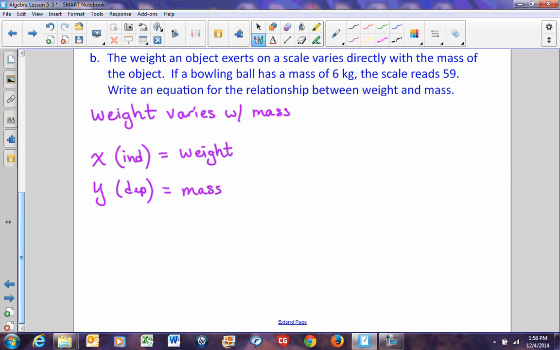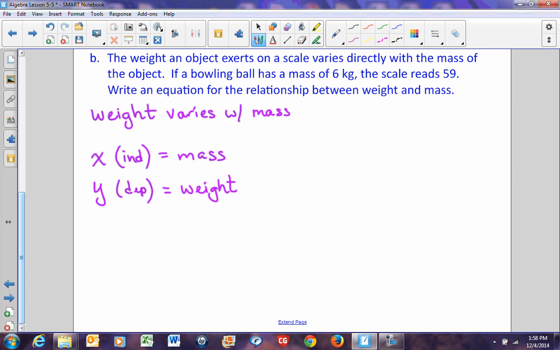Nope, that's backwards. Stop. Erase. Go backwards. Because if you look at it, it says weight varies with the mass. So whatever the mass is, the weight will vary on that. So the mass happens to be the independent variable, and the weight is the dependent variable.